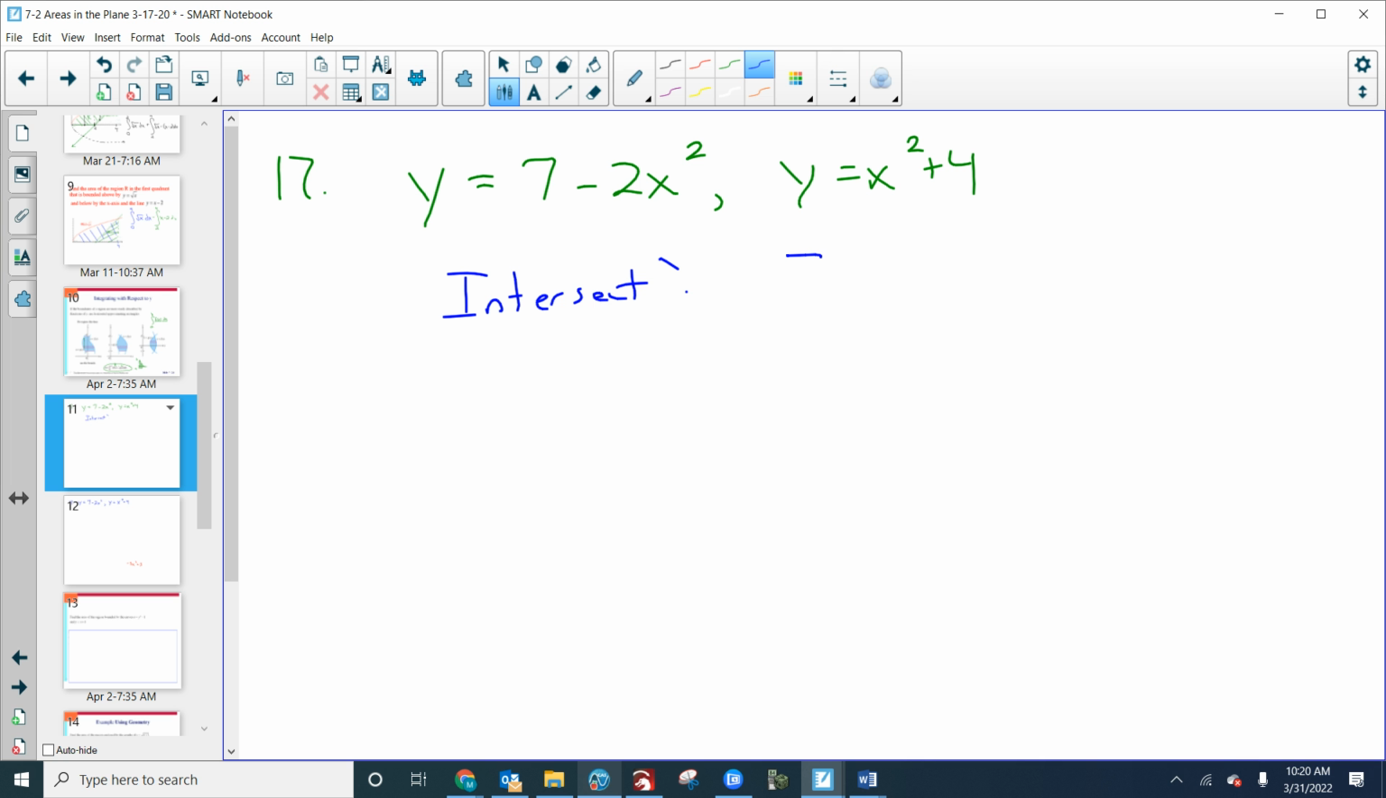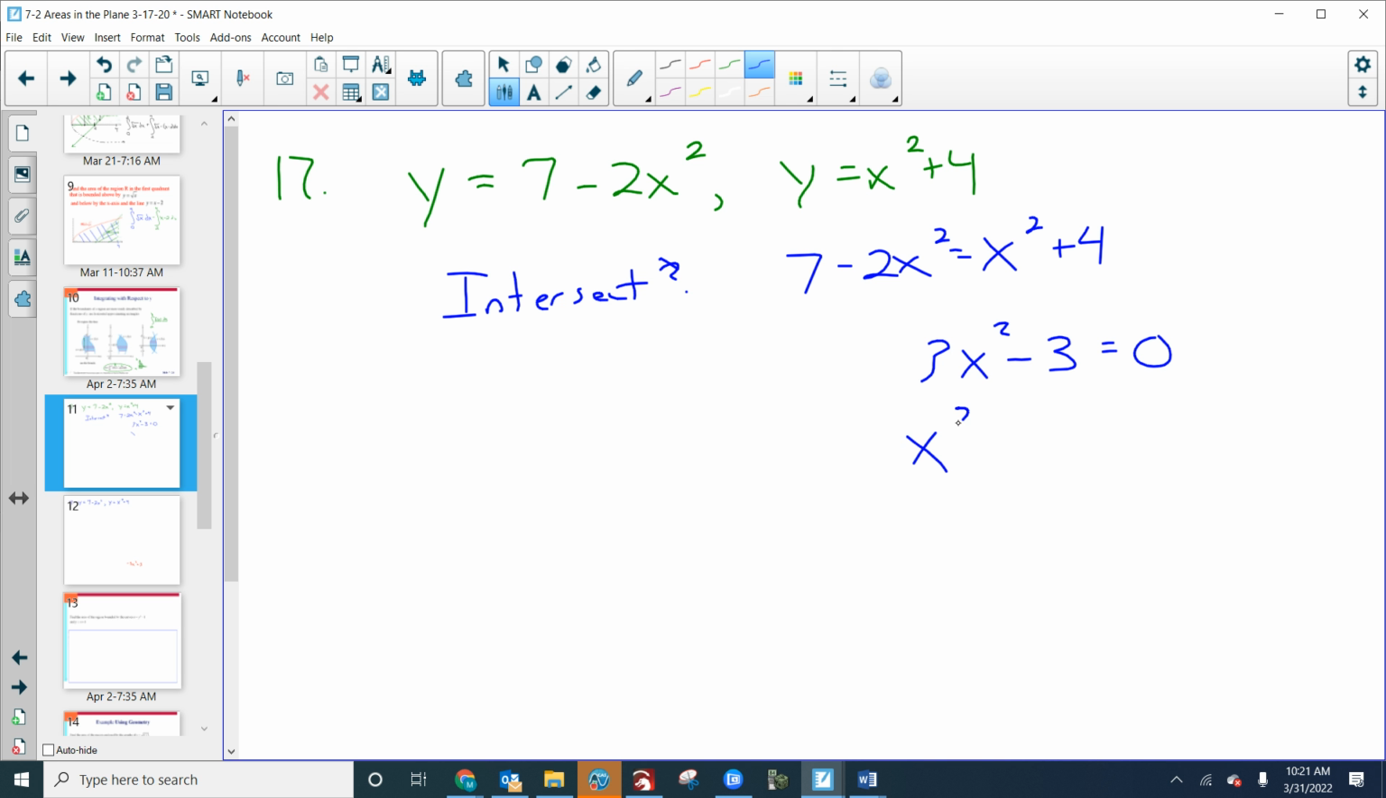So 7 minus 2x squared equals x squared plus 4. So we have 3x squared minus 3 equals 0. Double check. 3x squared minus 3 equals 0. Did you solve it that way? I thought there was an x term at first, so I was going to do trinomial factoring. This one's not so bad.